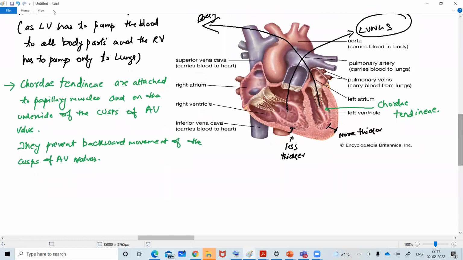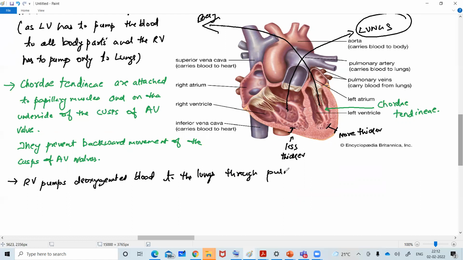Next, we will talk about the RV, meaning right ventricle. What they are doing, they are pumping the blood. Which type of blood? Deoxygenated blood. So the right ventricle pumps deoxygenated blood to the lungs. As the diagram shows, it's going to the lungs. We'll write, to the lungs through the pulmonary artery. This is the name of the blood vessel, which is an exception here actually. Generally, an artery carries oxygenated blood, but here it's carrying deoxygenated blood. So this is an exception.